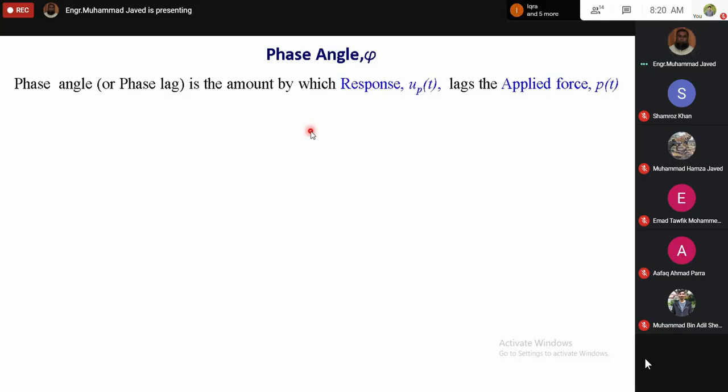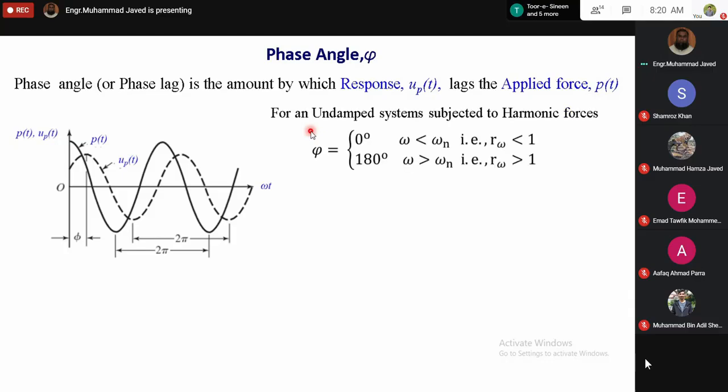Phase, the amount by which the response lags the applied force. And for an undamped system with frequency ratio less than 1, phi is 0. For frequency ratio greater than 1, phi is 180 degrees. Now this is the lag in terms of angle, which is difficult to understand and visualize. Therefore, it is better if we convert this angle into time.